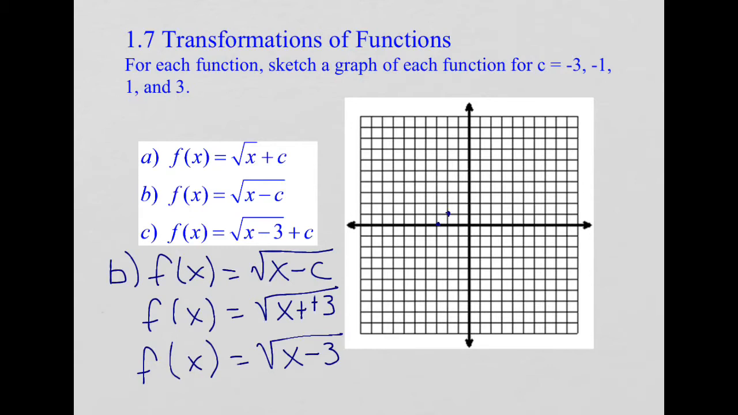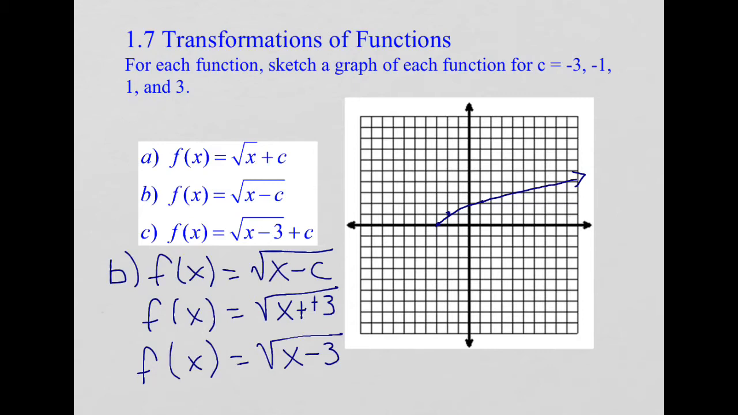Now my third point is going to be a little trickier because I have to come up with the next perfect square. Well, I know my next perfect square is 4, and that means I need to add 1 to 3 to get 4. So 1 plus 3 is 4, square root of 4 is 2. So my other point is right here. And if I graph my square root, it looks like this.